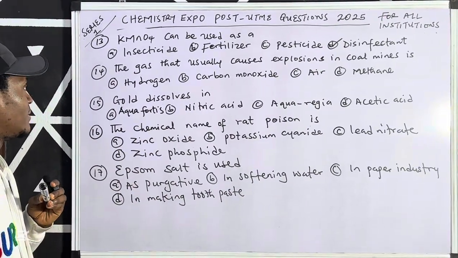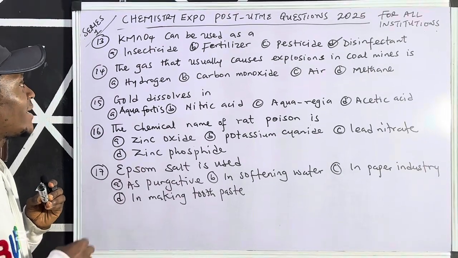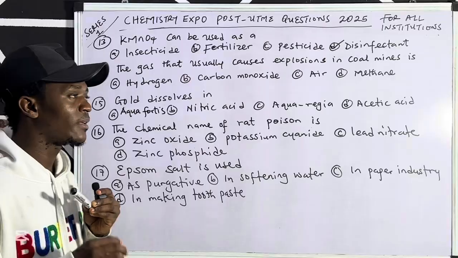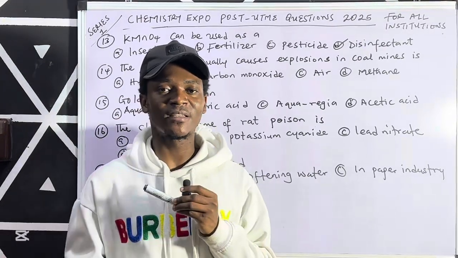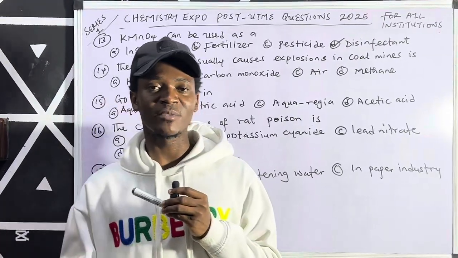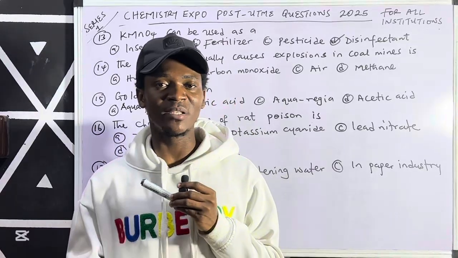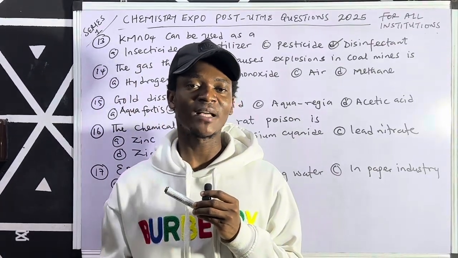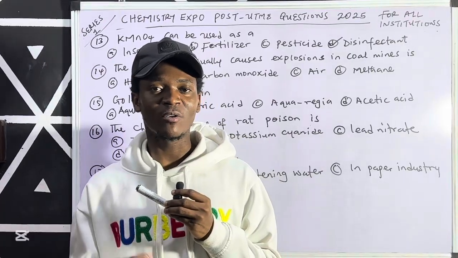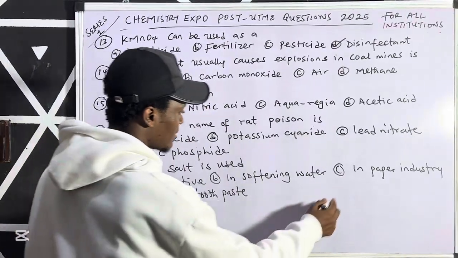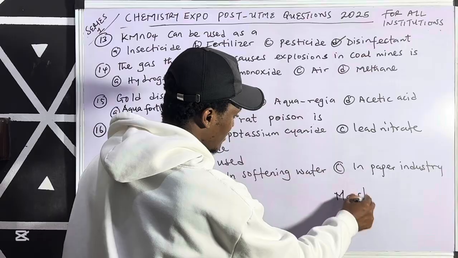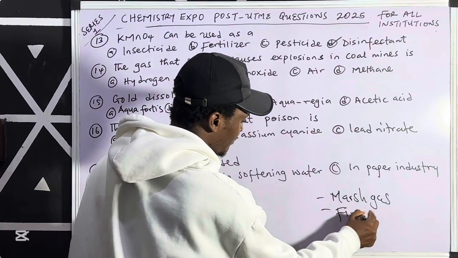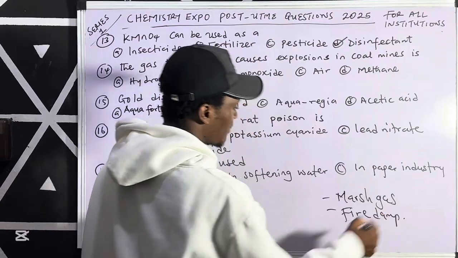Then question 14. The gas that usually causes explosions in coal mines is, this is taking our minds to organic chemistry. That's talking about the first member of the alkanes, which happens to be methane. Methane has two names. And what are the two names? Methane can be called marsh gas, and it can also be called fire damp. Marsh gas and fire damp.